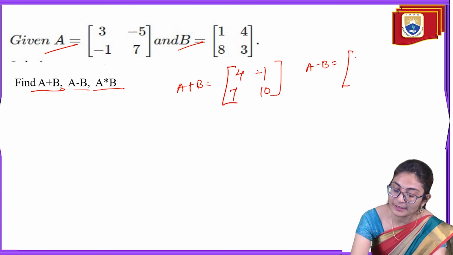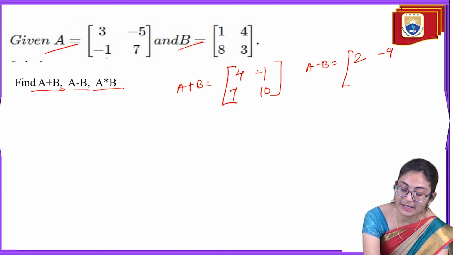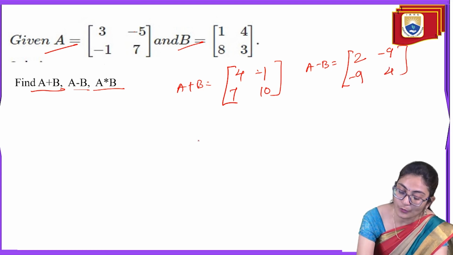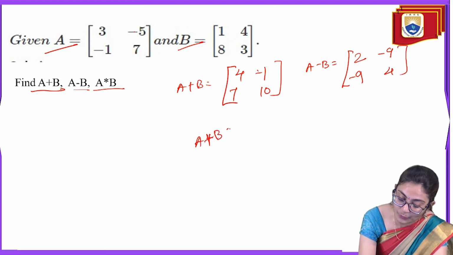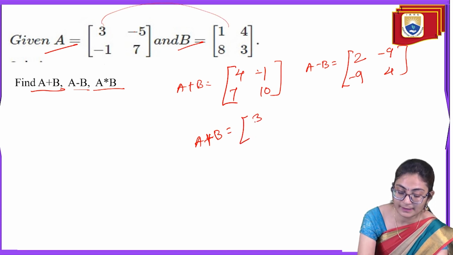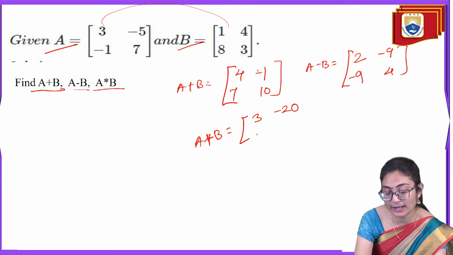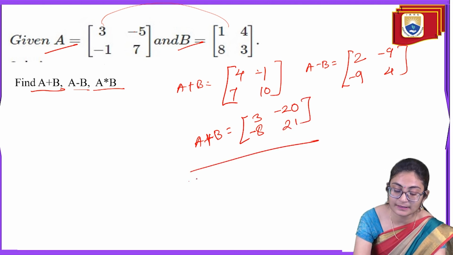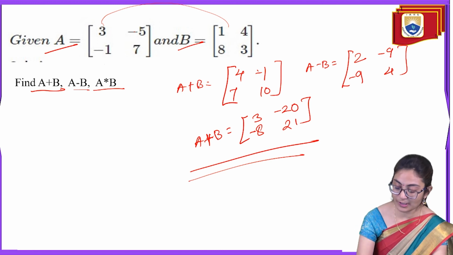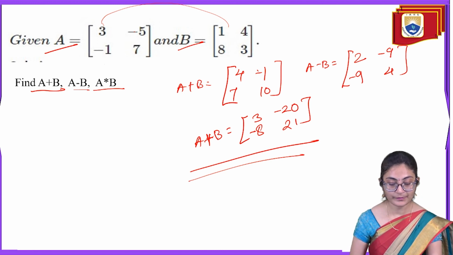Now we have to find out A minus B. For this, 3 minus 1, 2, minus 5 minus 4, minus 9, minus 1 minus 8, minus 9, 7 minus 3, that is 4. Now we have to find out A multiplication B, and that means 3 into 1, 3, minus 5 into 4, minus 20, minus 1 into 8, minus 8 and 7 into 3 means 21. These are the problems which we have solved.